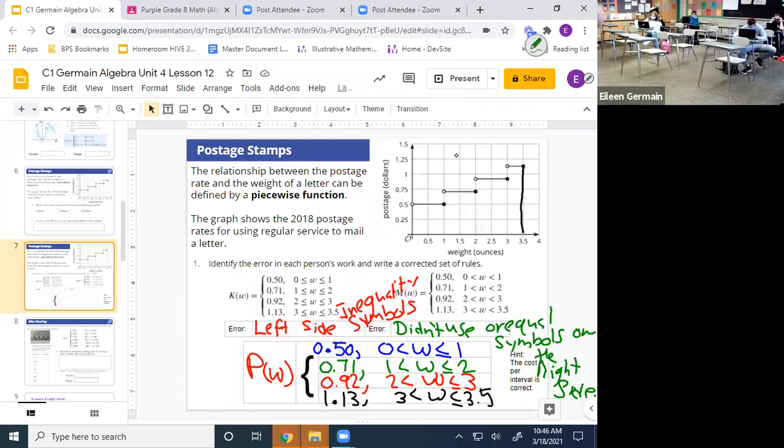Next piece of this is we're going to be creating some tables and we're going to be creating some graphs. It's going to be fun.